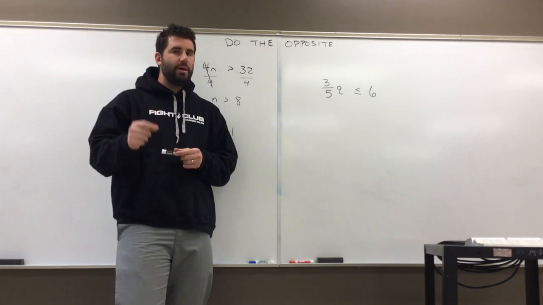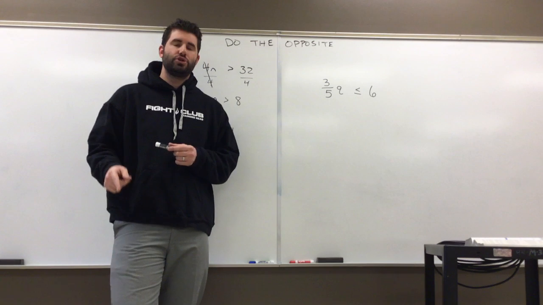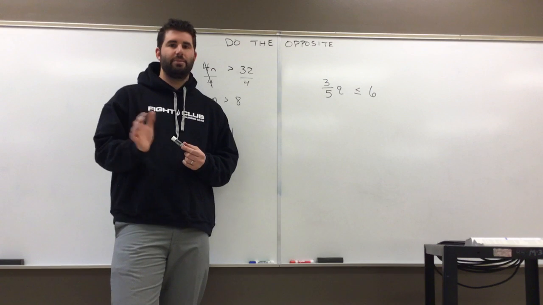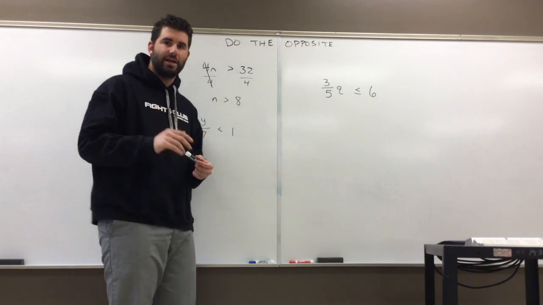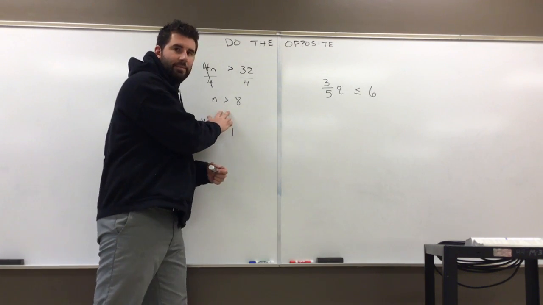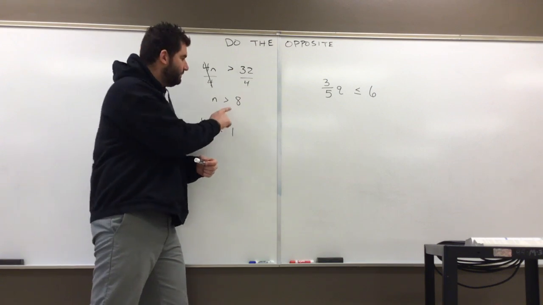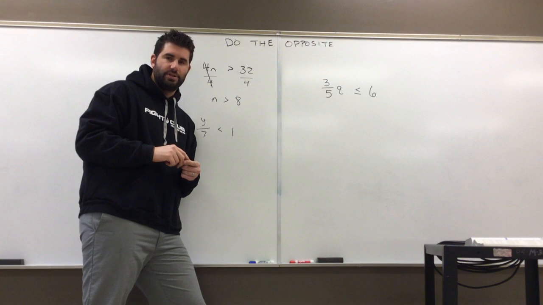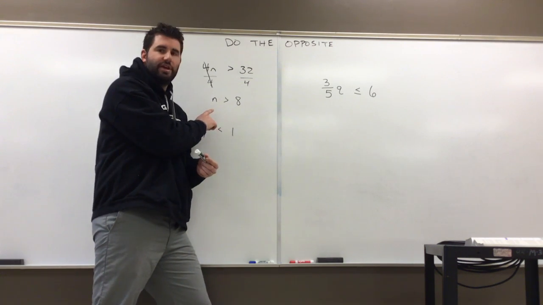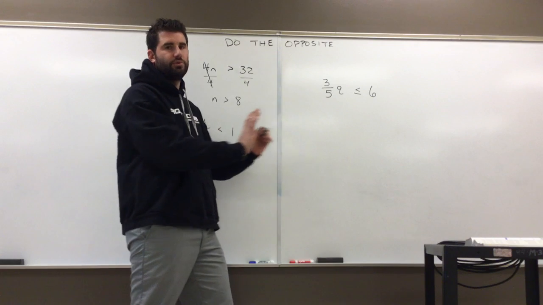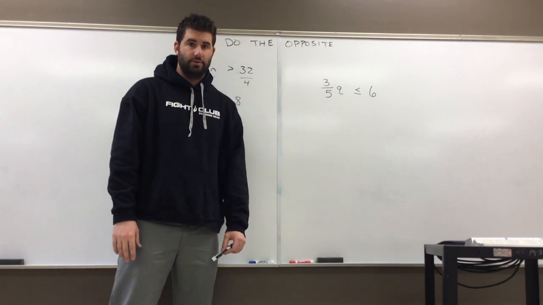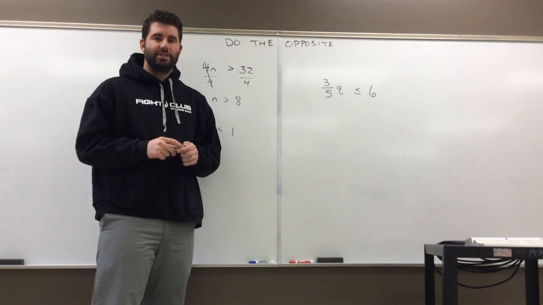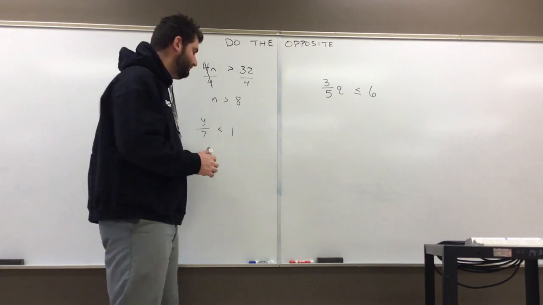Okay? Now, you may be asked again today to graph your solution. All right? And since I've done that on a bunch of other videos already, I'm not going to do that this time. But remember, I'd go to 8. I would leave my circle open because it is not equal to, and I would shade everything that is bigger than 8. So anything to the right, I would shade.